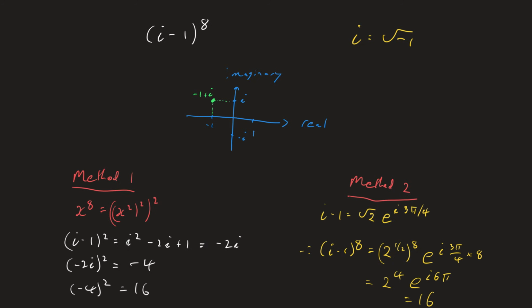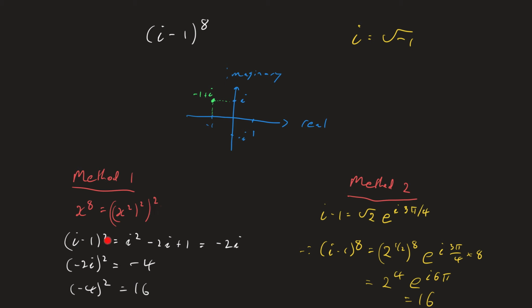Today's question asks us to evaluate (i − 1) all to the power of 8. Here i is the square root of negative 1. The first method is simply to take i − 1 and square it 3 times, because something to the power of 8 is the same as squaring it, and squaring it again, and squaring it a third time.